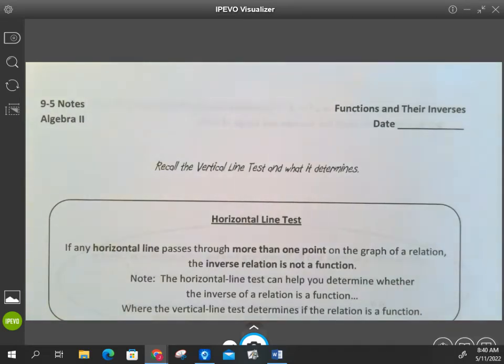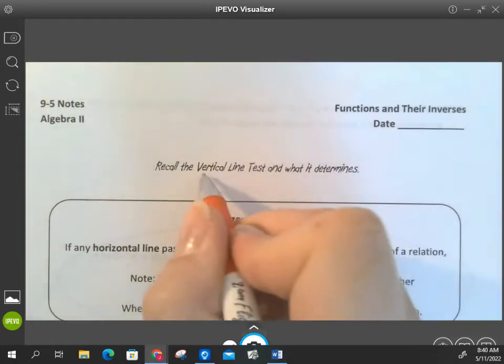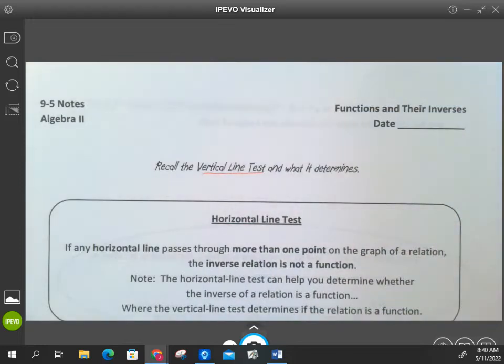9.5, note we are talking about functions and their inverses, so we're using some of our old content. Do you guys remember the vertical line test from way back when? I mean, you literally draw a vertical line, right? And it tells you if a graph is a function. And that was a really quick check, wasn't it?